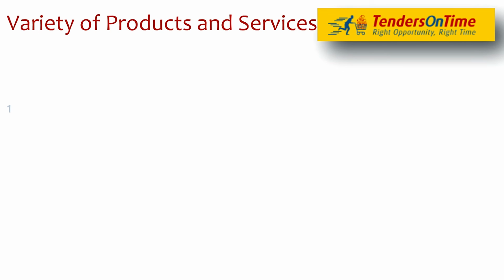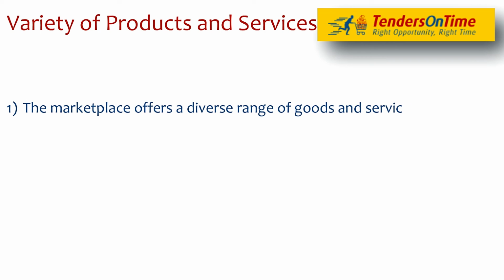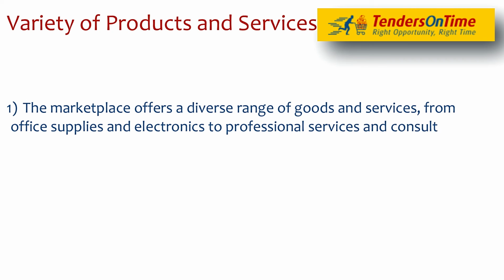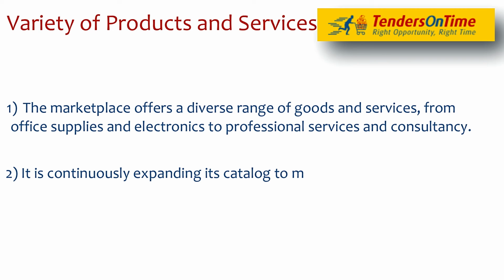Sixth is variety of products and services. First point, the marketplace offers a diverse range of goods and services, from office supplies and electronics to professional services and consultancy. Second point, it is continuously expanding its catalog to meet the varied needs of government departments.